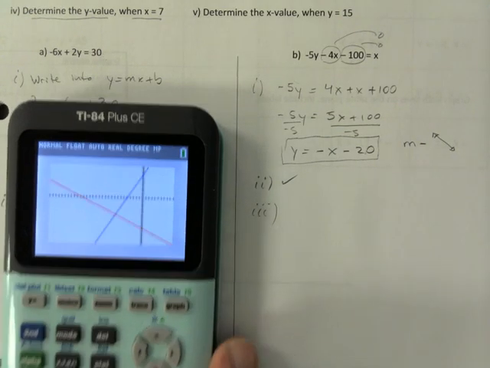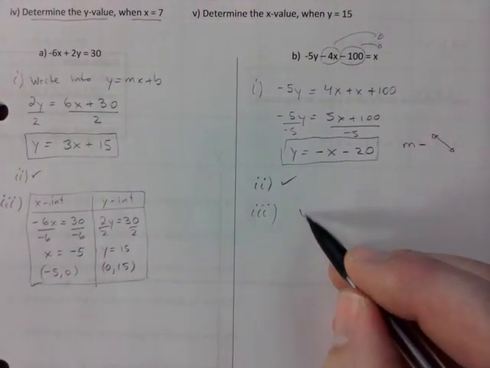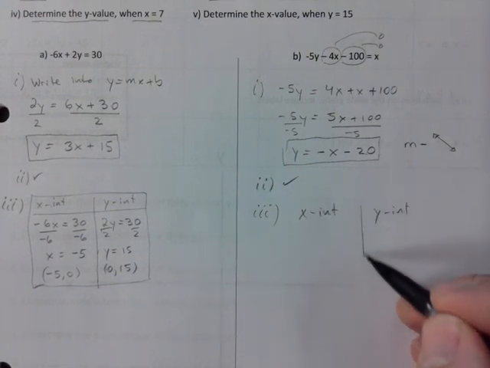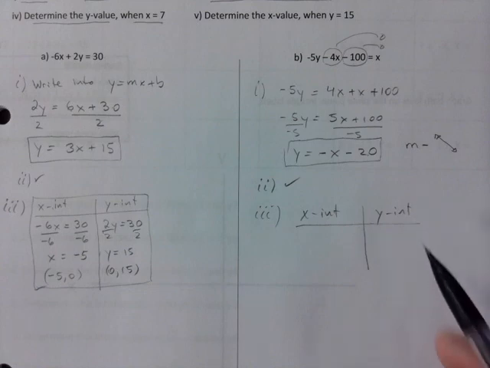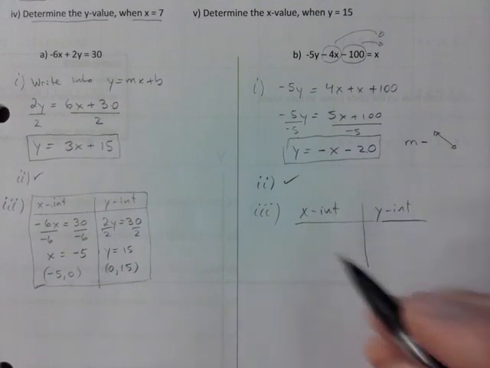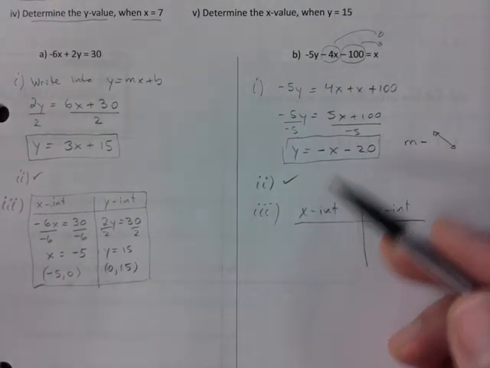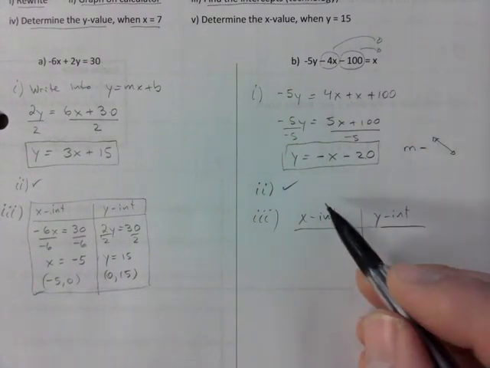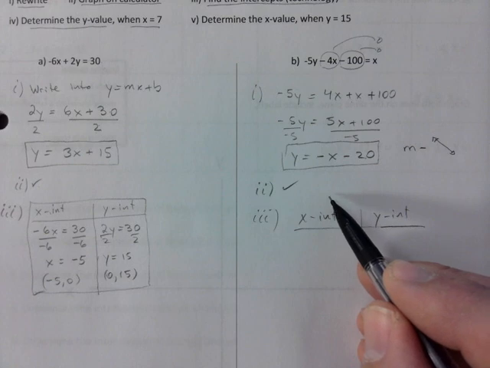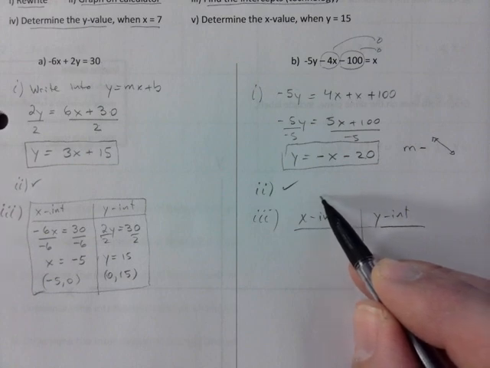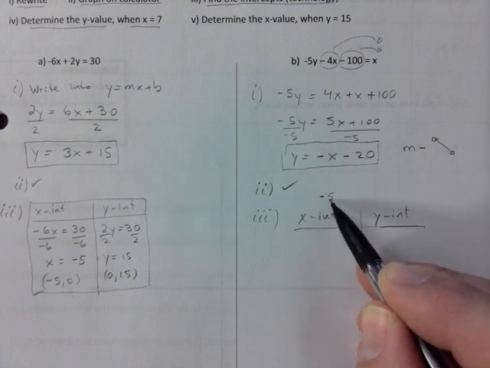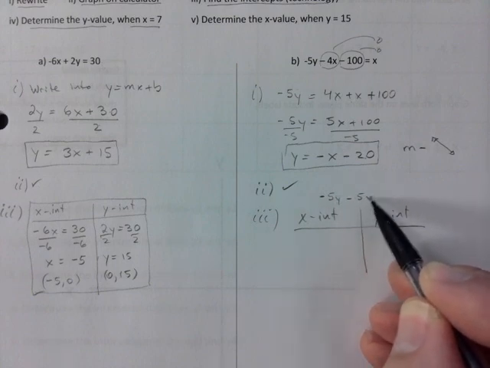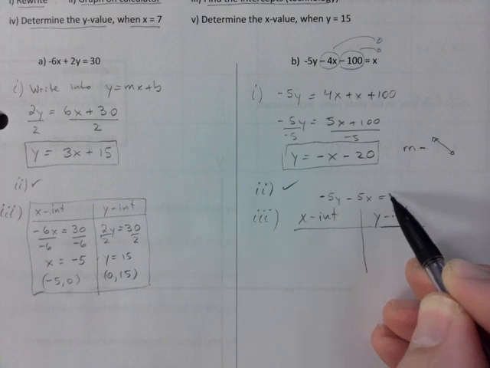Okay, third one. Let's find the intercepts. X-intercept, y-intercept. Okay, so x-intercept. Which one should I use, Mr. Dixon? Which one? I like to, maybe I will do that way up here. I'm just going to go negative 5y minus 5x is equal to 100.